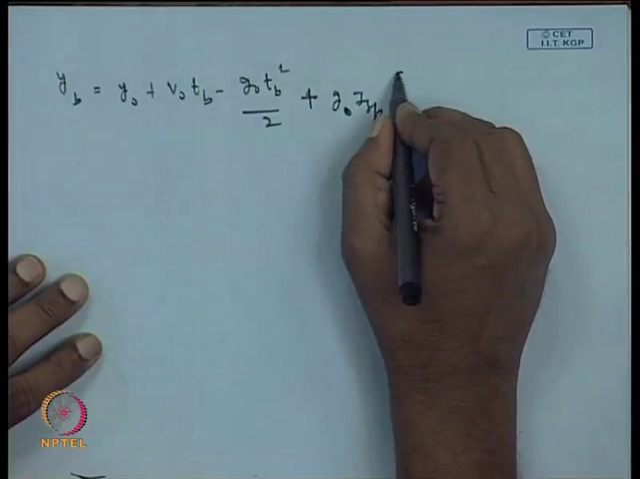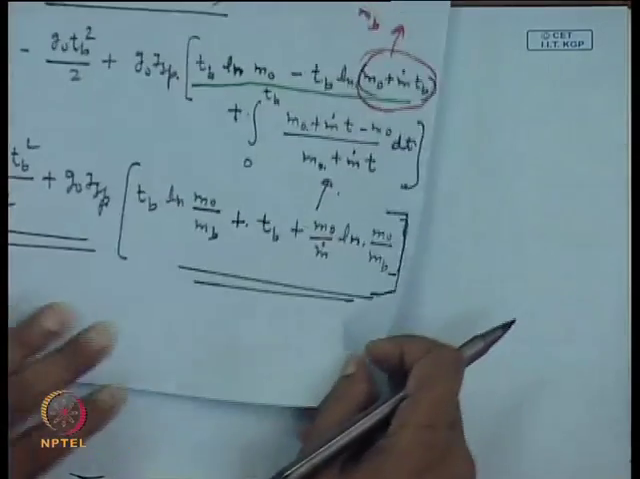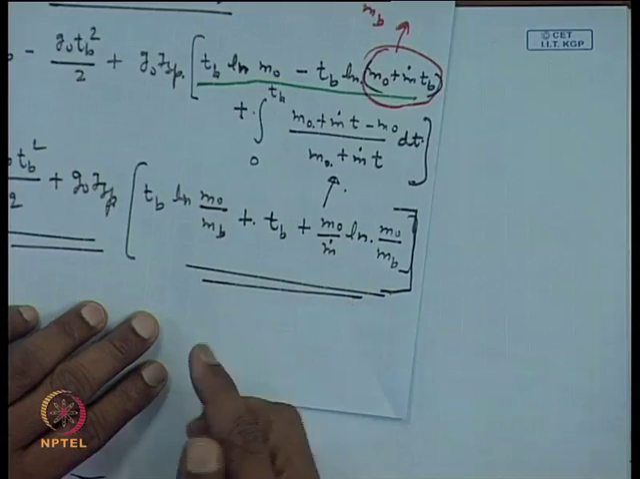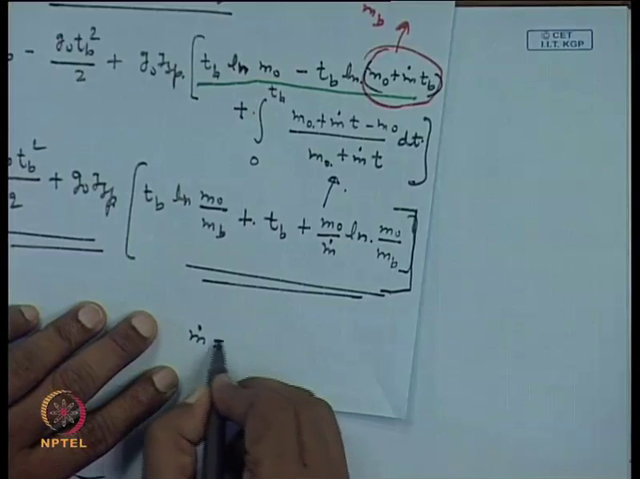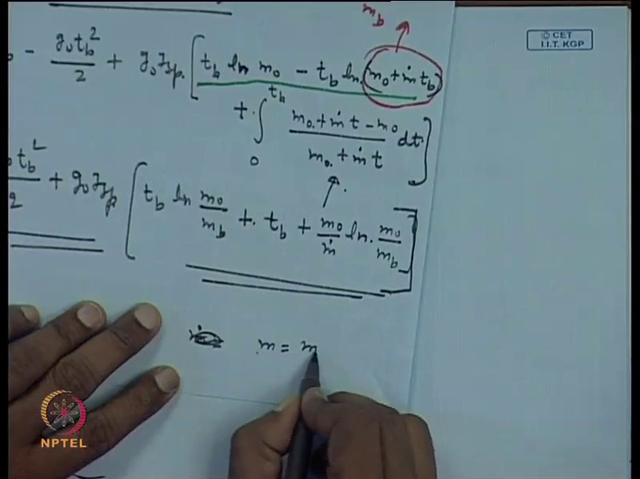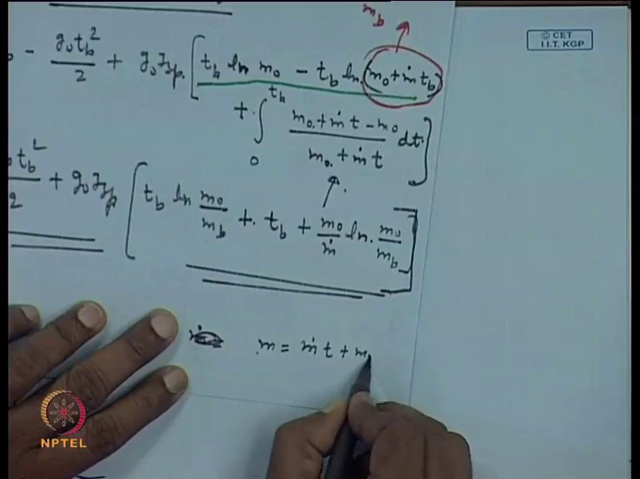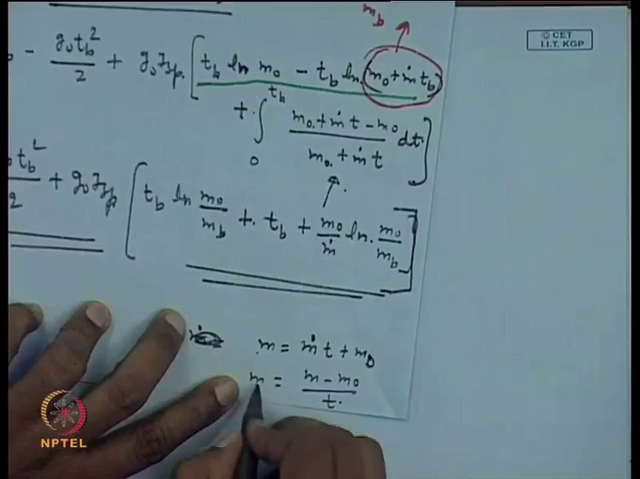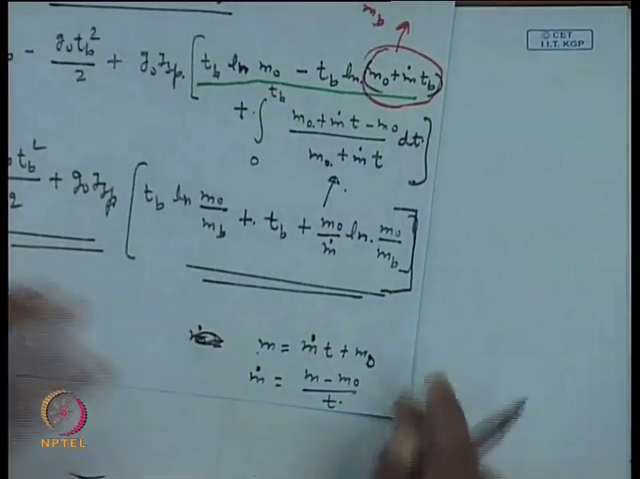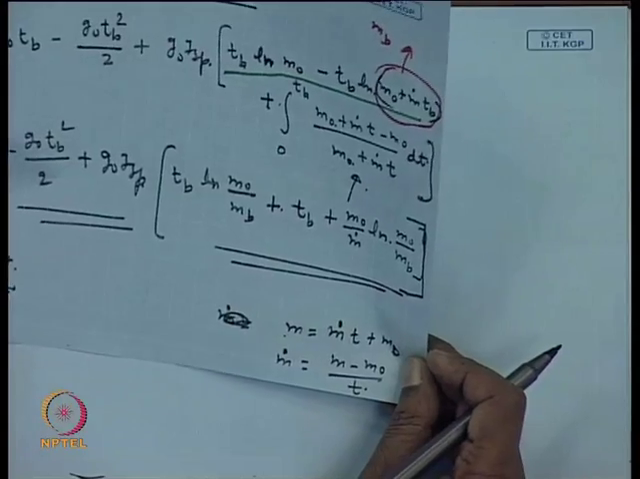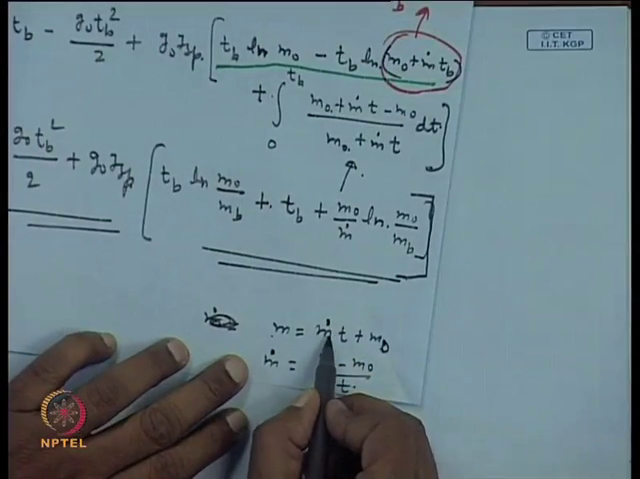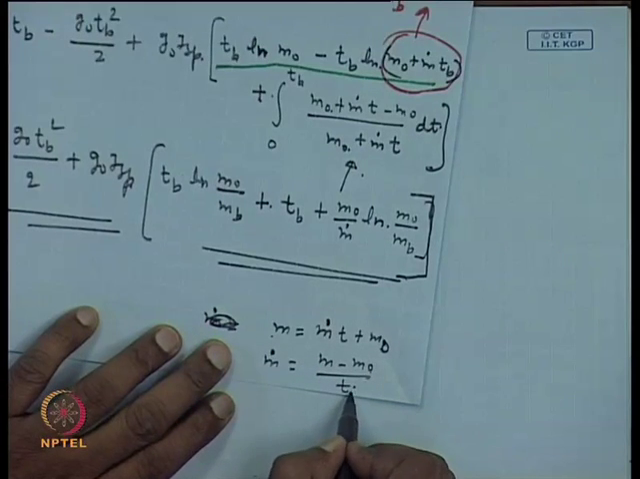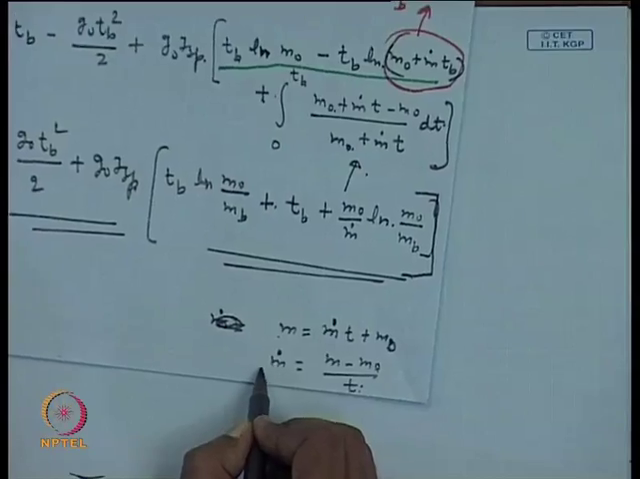g_0 I_sp times. Now, this quantity m dot which is present here can be written in terms of m and m_0. If you remember, we have written m as m dot t plus m_0. So, m dot can be written as m minus m_0 divided by t. What we are trying to do is eliminate this m dot and write the whole thing in terms of the burnout mass, the initial mass and the burnout time, rather than in terms of m dot.